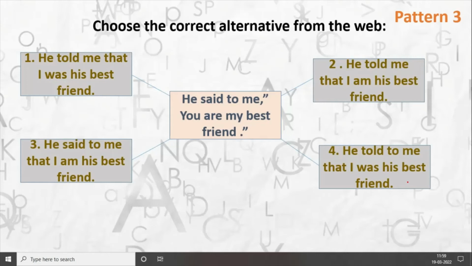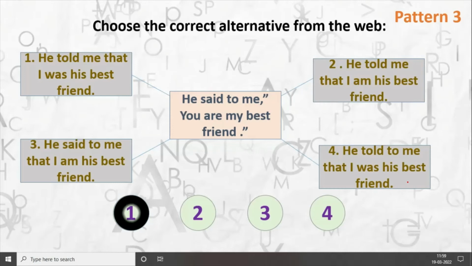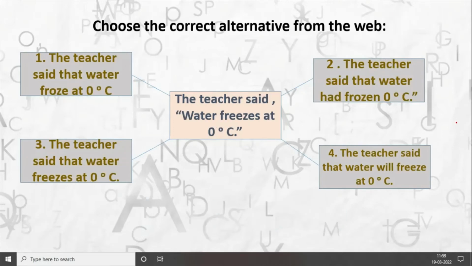Let's see. So you have option number 1, 2, 3, 4. Which is the correct alternative? It is the first one: He told me that I was his best friend. Okay? All the others, read them, you will realize that there is something wrong with it. Moving on to the next example.